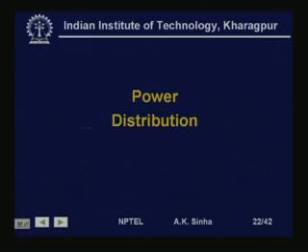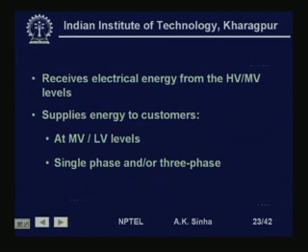Next is power distribution systems. Once we have transmitted the power near the load center, it is the distribution system which distributes it to individual consumers. The distribution system receives electrical energy at high voltage and medium voltage levels from the transmission system and sub-transmission systems. In fact, below the transmission system we also have what we call a sub-transmission system, but generally all this is clubbed into one part which we call the transmission system.